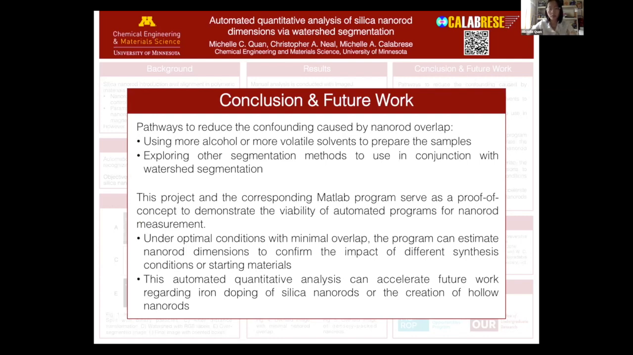In its current form, this project and the corresponding program serve more so as a proof of concept to demonstrate the viability of automated programs to help us in our measurement process. And under optimal conditions with minimal overlap, we can still get a decent estimation of both length and diameter of a nanorod population. This will help accelerate our analysis process when we change other synthesis processes, and hopefully help us identify trends. This will contribute towards our future work in iron doping of silicon nanorods, in addition to the creation of hollow nanorods.